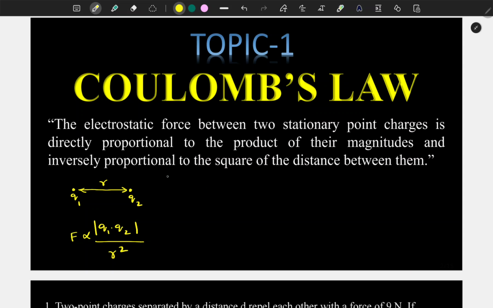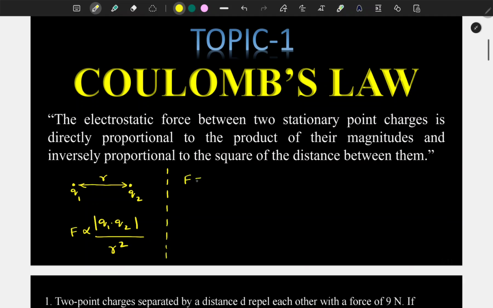What is the third factor? If you remove the proportionality sign, you will get a constant, 1 divided by 4 pi epsilon naught, into k, into q1 q2 by r square, that is the magnitude of charges, where k is called the dielectric constant. That means the medium which is present here. So for air medium, the k value is 1.